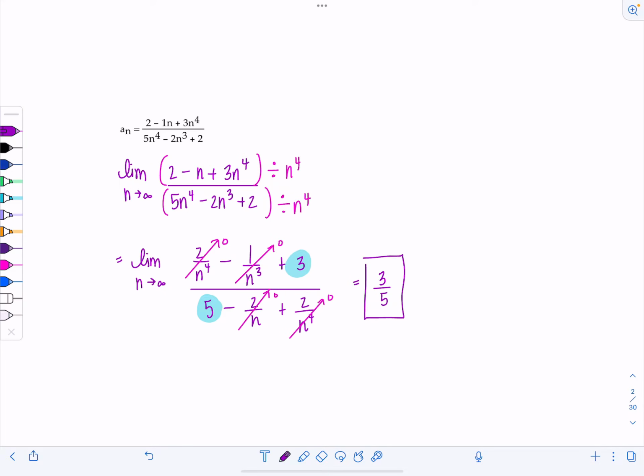Now, when you're dealing with a sequence and figuring out whether it converges or diverges, you don't care what this limit is. As long as it's a finite number, then we can say a_n converges. It doesn't even matter. If it's 1,000,001, it's still convergent, okay? As long as it's a finite number, we're good. This is for sequences.